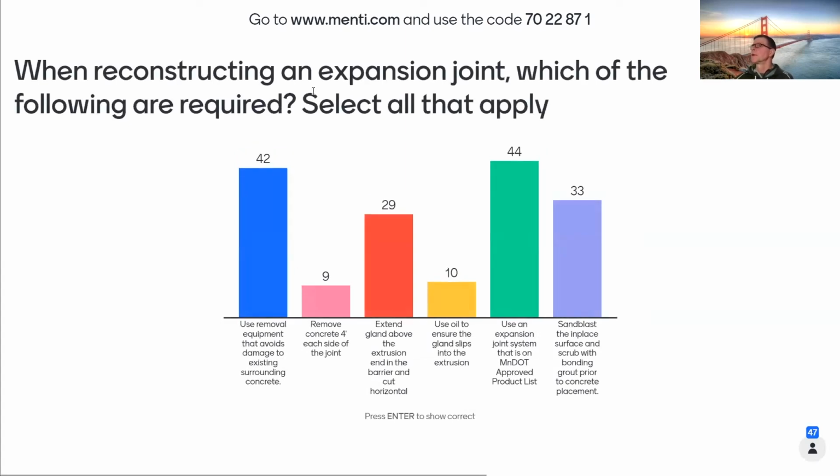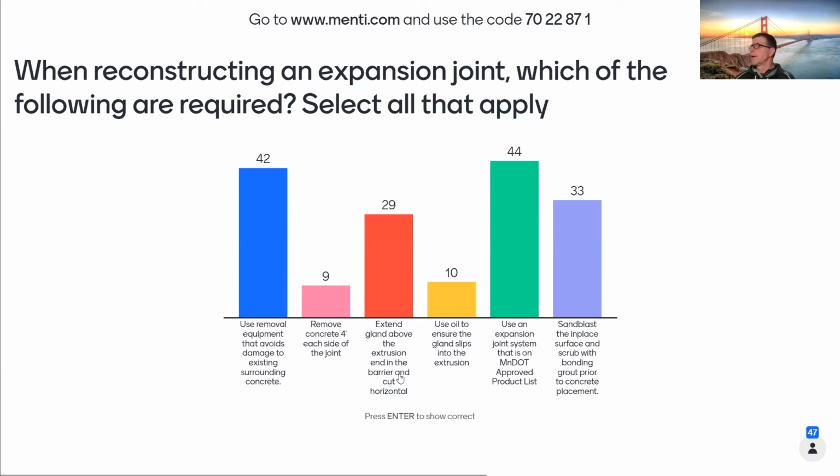When reconstructing an expansion joint, which of the following are required? And again, select all that apply. So we want to use equipment that avoids damaging the existing surrounding concrete. That is true. Remove concrete 4 feet each side of the joint. We probably didn't really go over that, but it's typically about 18 inches, 1'6". So you got the joint, you go 1'6" this way, you go 1'6" that way. So in total, it's about 3 feet, but it's definitely not 4 feet.